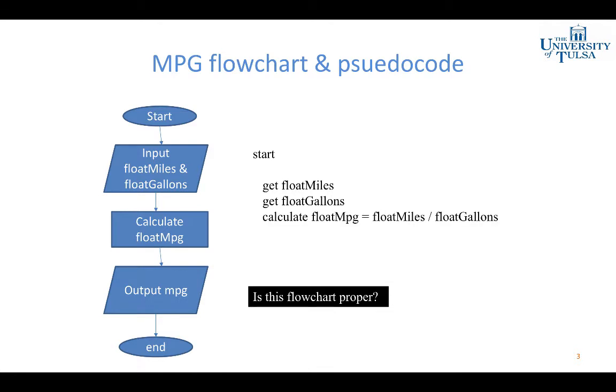Okay, we're going to calculate float miles per gallon. Yep, we got a rectangle for that. We do an output and then we end it. Now the thing that's missing from both the pseudocode and the flowchart is the declaration statement. So up here there should be a rectangle that says declare float miles, float gallons, and float MPG. And how did we know which variables to declare? Well, we wrote our pseudocode, figured out what variables we needed, and went from there.